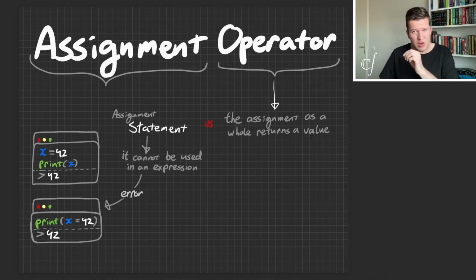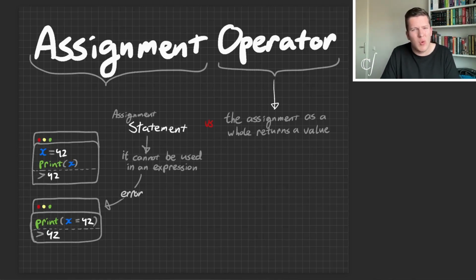If assignment was an operator, then we could do something like the second one, the one below that. Print X equals 42. This means that X equals 42 in and of itself returns, in this case, 42. So I can say print X equals 42, and then 42 is returned in the same line of code. That would return an error if assignment was actually implemented as a statement.